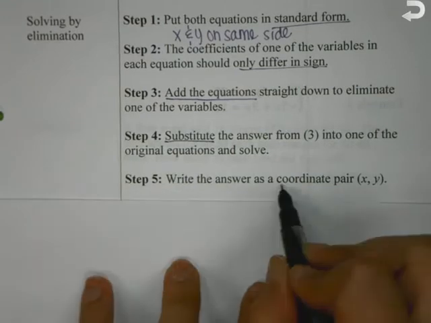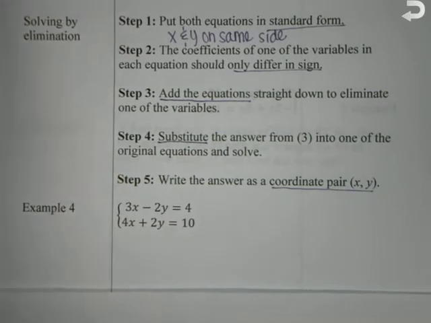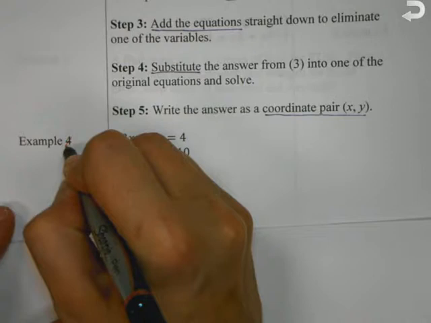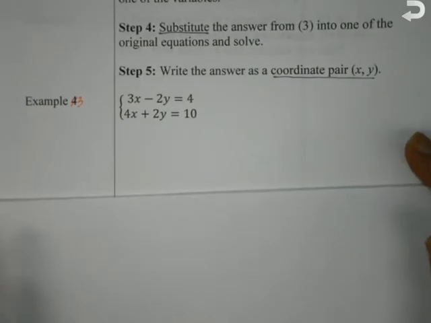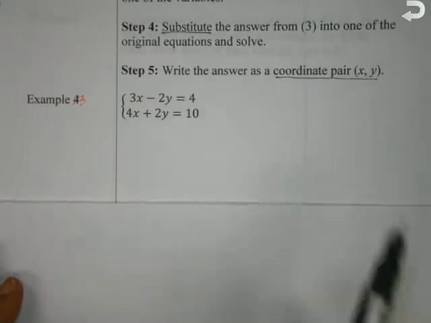Alright guys, example, this one says 4, but it's actually 3. So example 3. We have 3x minus 2y equals 4, and 4x plus 2y equals 10. Okay?